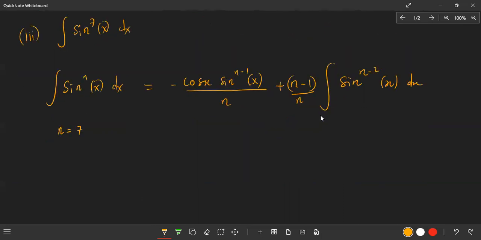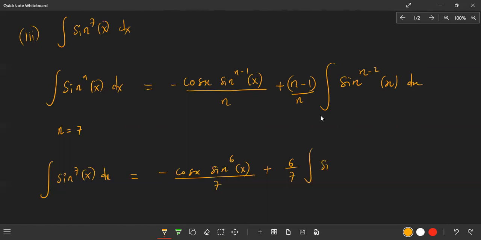So we're trying to integrate sine 7x dx, and this is equal to negative cos x, sine to the power 6 x over 7, and then plus 7 minus 1, that is 6 over 7.